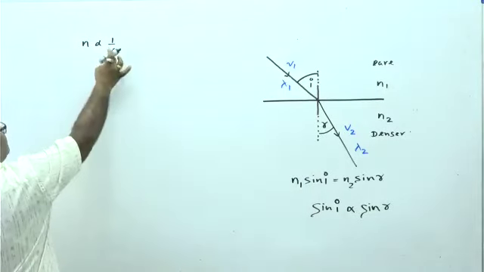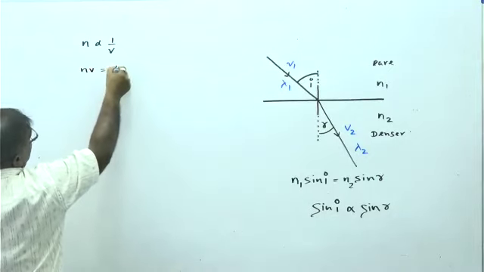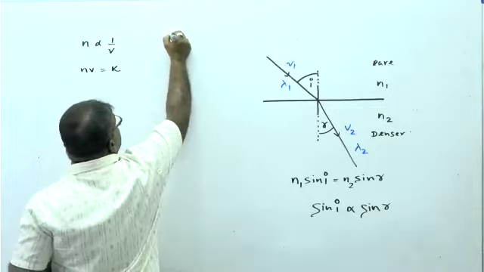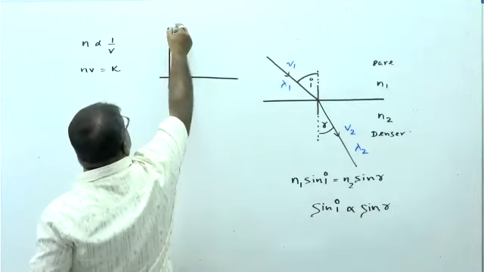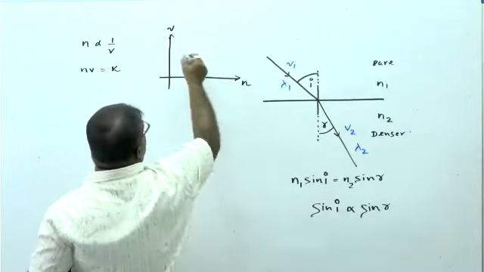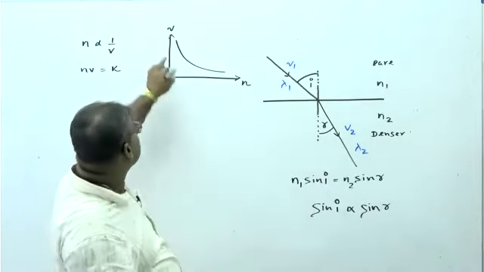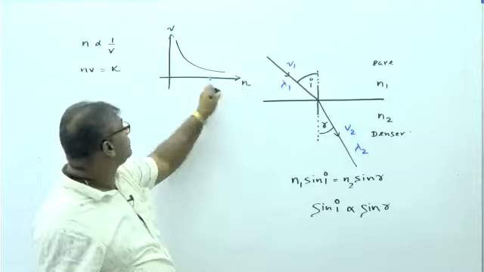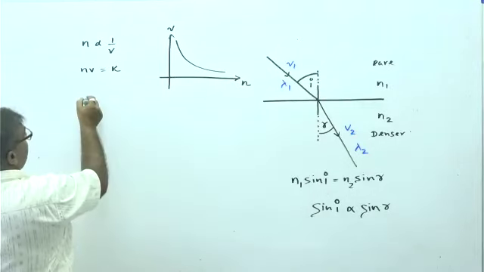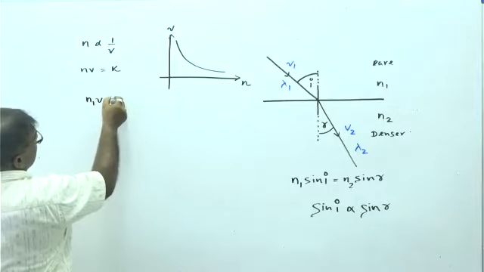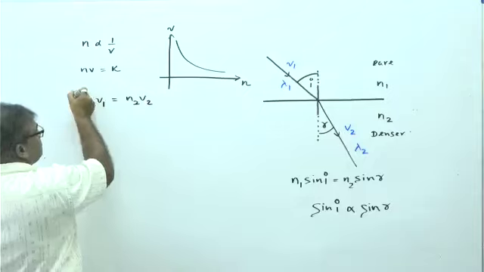Then refractive index is inversely proportional to V, so the product NV remains constant for a given medium, which means speed changes with the refractive index like a hyperbolic curve right here. If V is large, N should be low. If N is large, V should be low. Then we can say one medium N1 V1, the other medium N2 V2 remains the same.